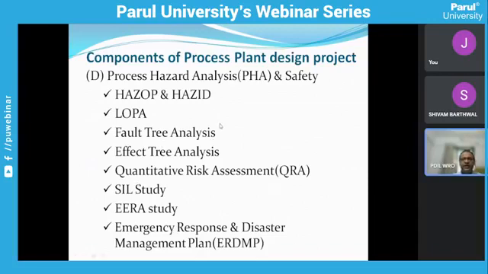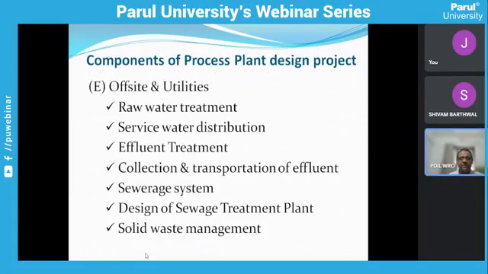So this includes HAZOP and HAZID, LOPA (layer of protection analysis), fault tree analysis, failure mode and effect analysis, then quantitative risk assessment, SIL study (safety integrity level study), ERS study, emergency response and disaster management plan. All these things are done under PHA and process safety. This is quite important at this time, because you might have seen that in so many chemical plants, accidents are taking place every year.